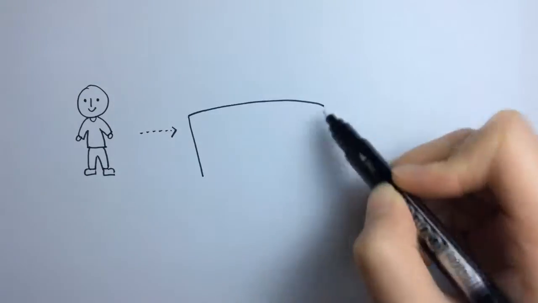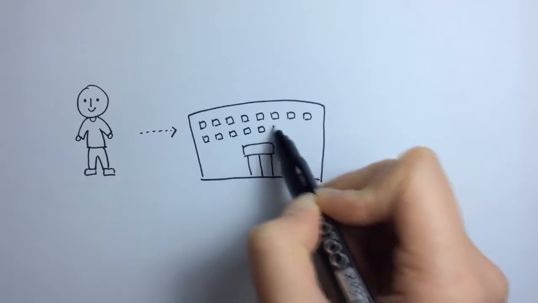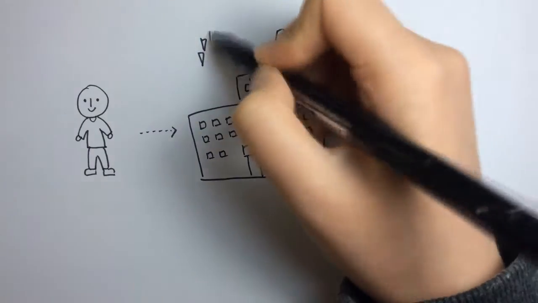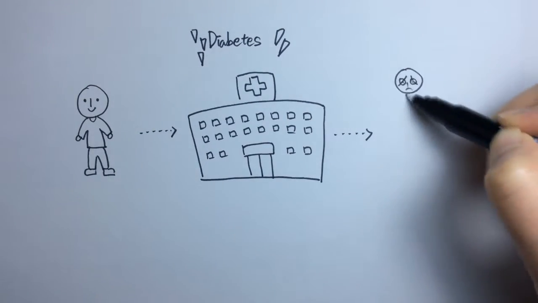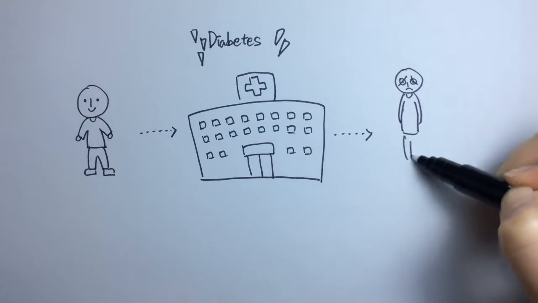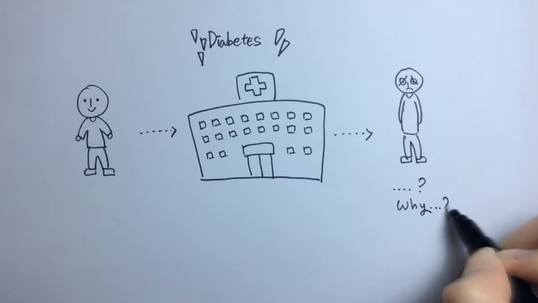Happy Mr. Smith came by to the hospital to get an annual health check. Unfortunately, he was diagnosed with diabetes. Depressed, Mr. Smith wonders what has happened to himself.